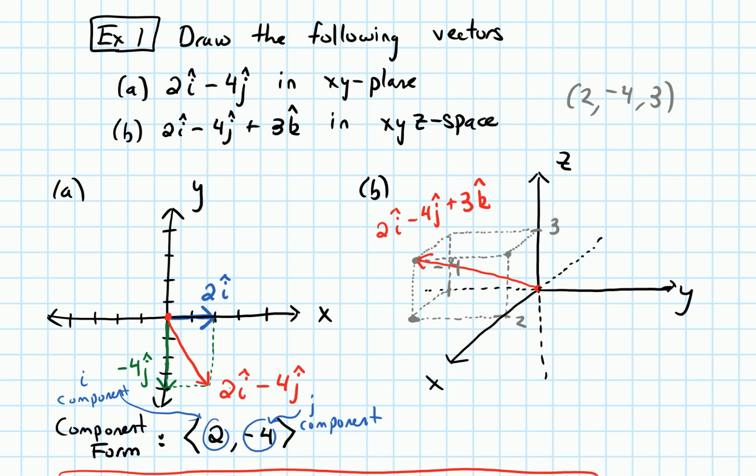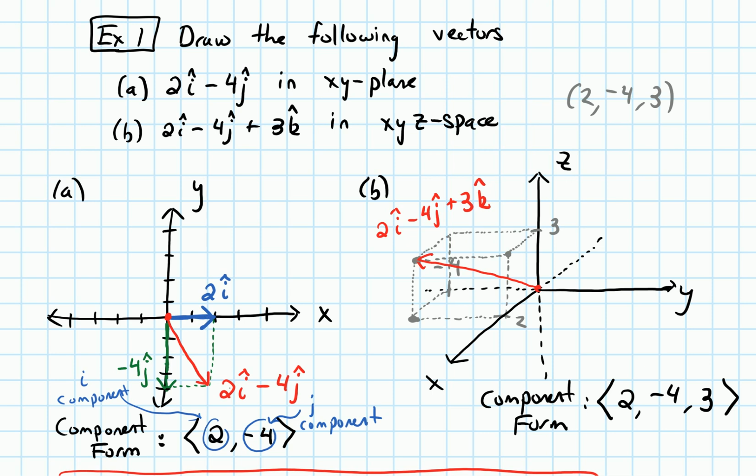Okay, so in component form, I would have my hard brackets, but this time there are going to be 3 components. The i component would be 2, the j component is negative 4, and the k component is 3.